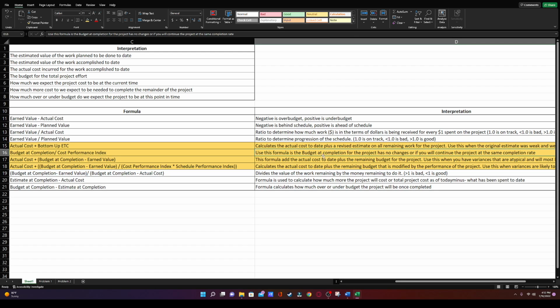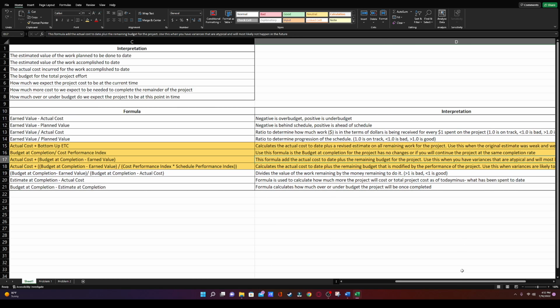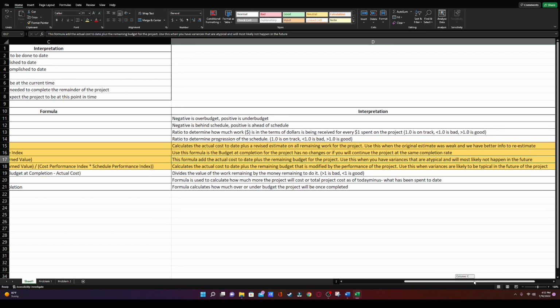The second one says use this formula if the budget at completion for the project has no changes. So for instance, if we're not increasing the budget to counteract being behind schedule or anything like that, and that is the case here. Let's go on to the third one. It adds the actual cost to date plus the remaining budget of the project. Use this when you have variances that are atypical and will most likely not happen in the future.